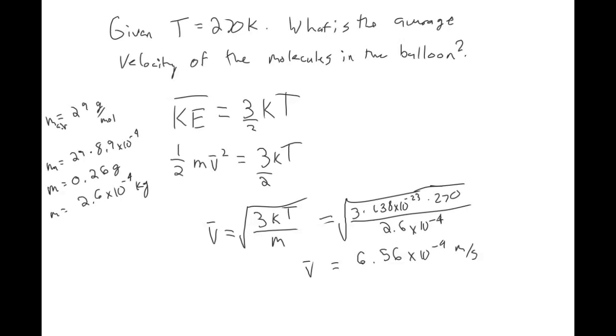This is 29 grams per mole. It was just something I looked up online. So we had found the number of moles previously. So I multiplied that 29 grams per mole times the number of moles to just get the grams. And then I converted that grams to kilograms.